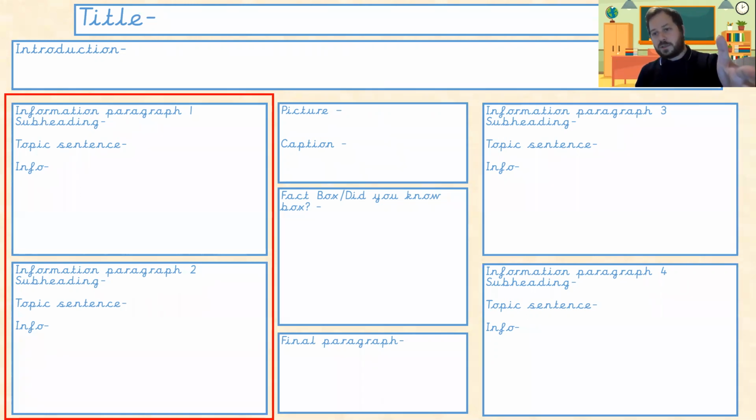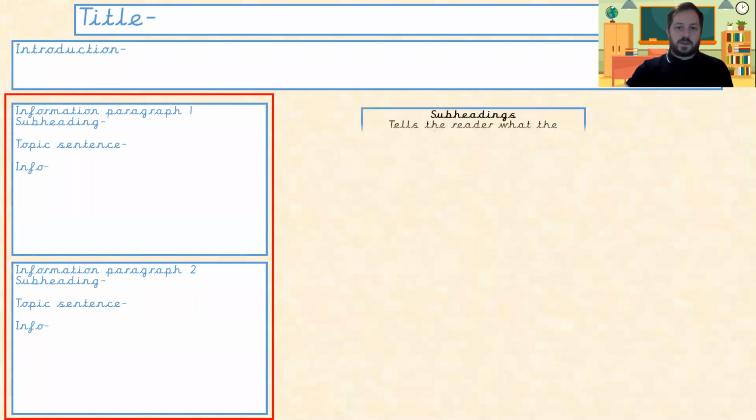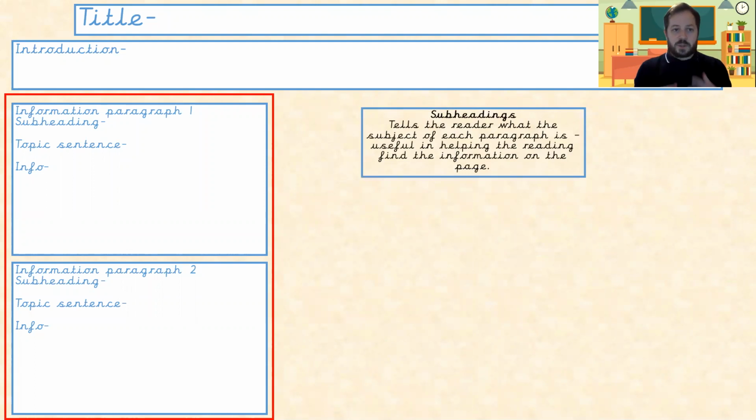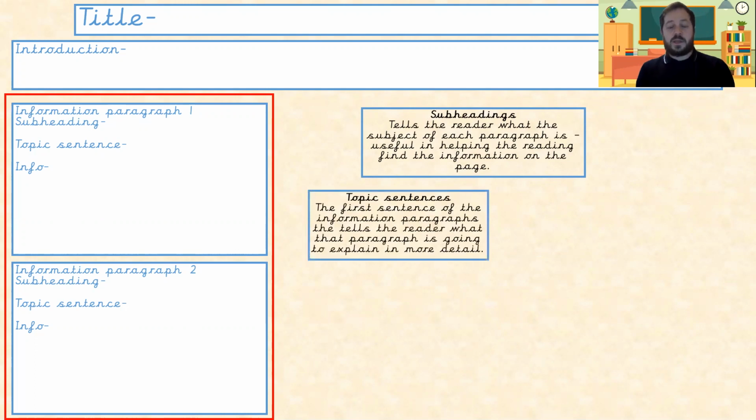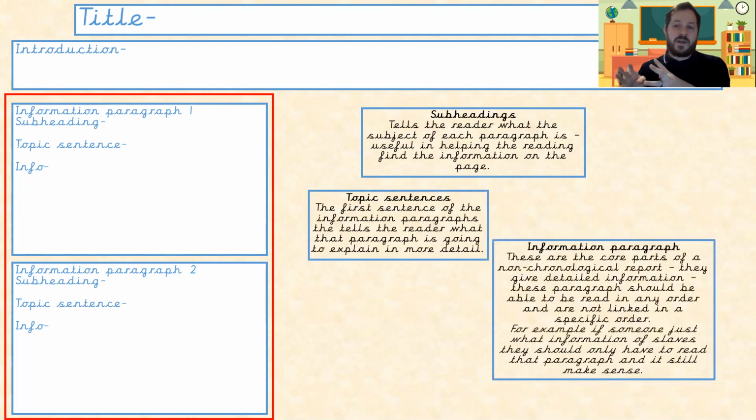So you're going to use these two boxes first off. You're going to think about what the subheading is going to be, which tells the reader what that paragraph is going to talk about. You're going to think about what the topic sentence might be. Now, before you do that, I would think about what the facts are going to be that go into that part. What are the actual detailed information that you're going to have in that paragraph? Then go back and think about what am I saying in this paragraph, and how am I going to write that in one sentence to let the reader know what it's going to be, because that's going to be your topic sentence.